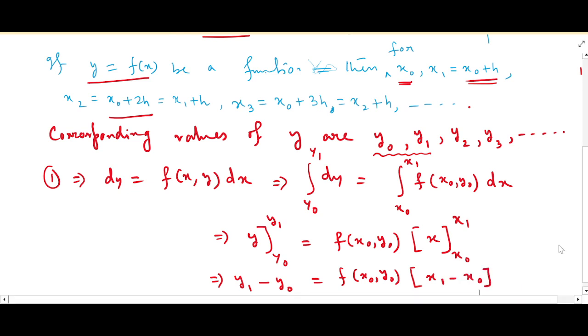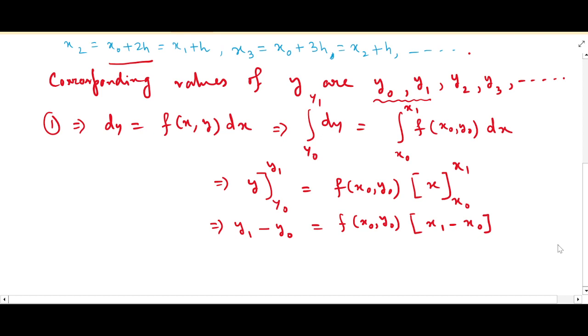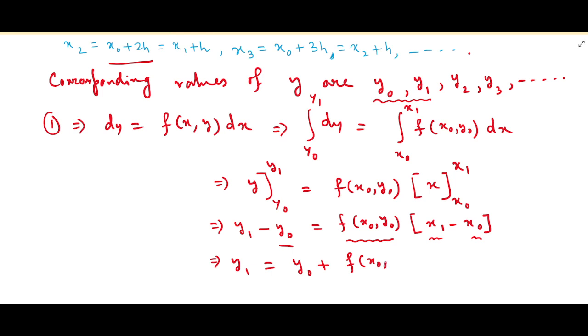Now if you look at this particular relation, you see y0, f of x0, y0, x1, x0, these values are known to us. Only the value y1 we don't know. So let us find y1 from here. So y1 equals y0 plus f of x0 comma y0 into x1 minus x0. So by using this relation, we can find the value of y1. Okay. So this is also called the first recurrence formula.